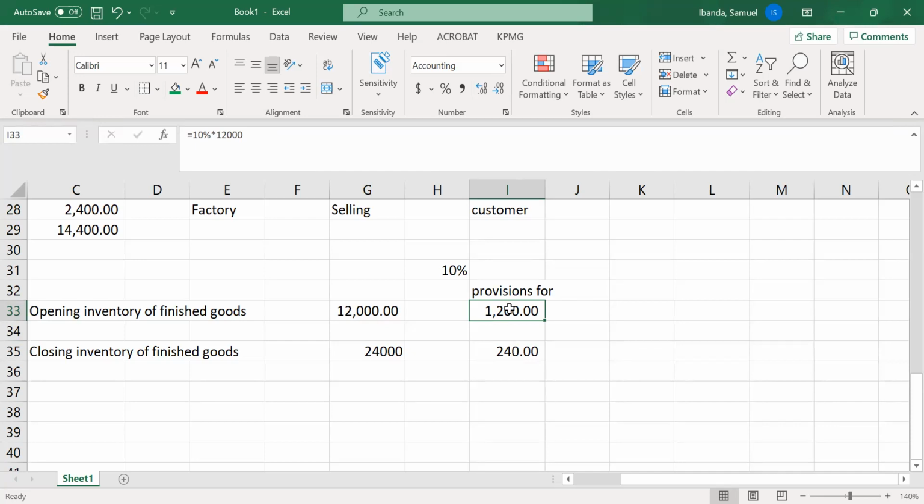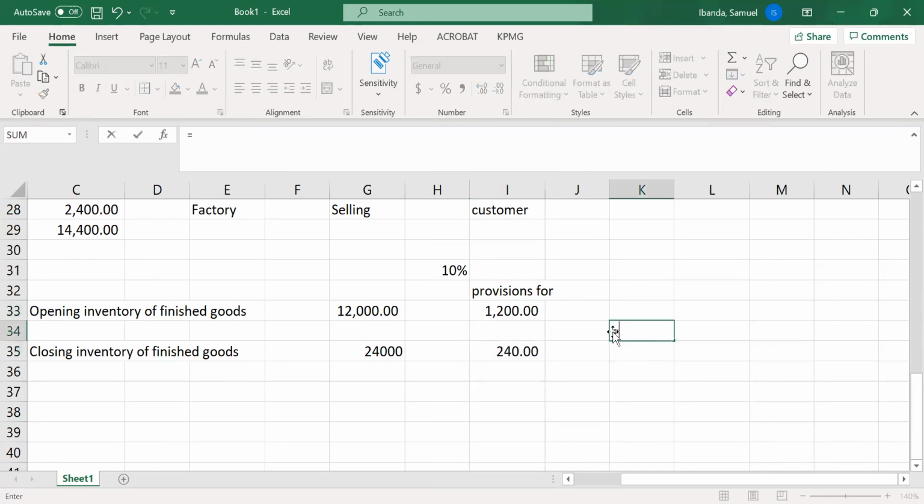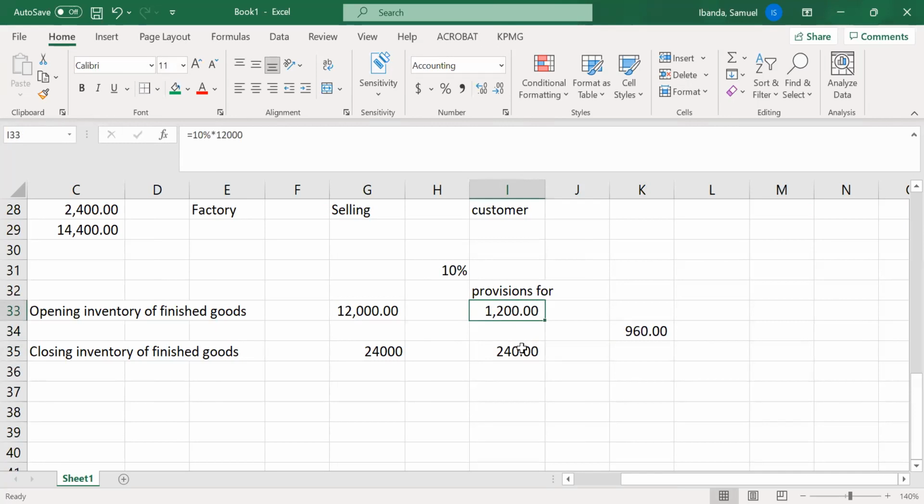So after you've calculated your provision on opening inventory of your finished goods, and you've calculated one on closing inventory of finished goods, you should be able to gauge between the two and ask yourself, is the provision reducing or increasing? Now here it is actually reducing. And what we do is we get basically the difference, okay? Because what you can do is draw up the account for provision for unrealized profits, and this will be your balance brought down, and this will be your balance carried down.